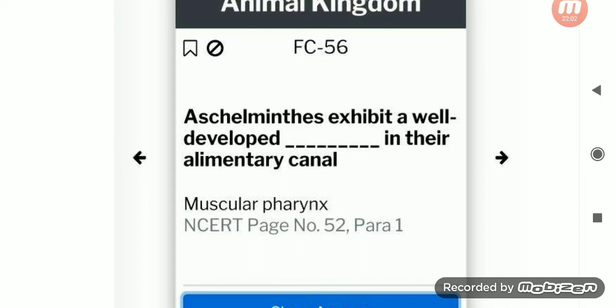Aschelminthes exhibit a well-developed muscular pharynx in their alimentary canal.